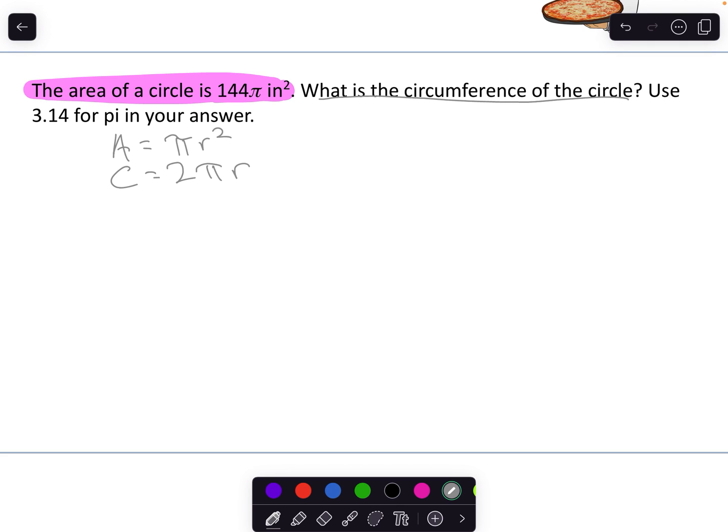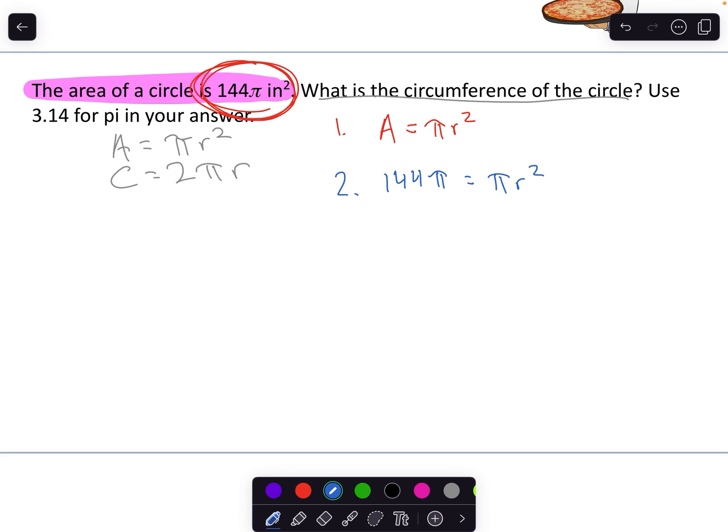Okay, so let's figure out here, we can kind of work backwards to figure out the radius, right? Let's start with our area formula. So step 1, area equals pi r squared. We know that the area is 144 pi, right? That's what they're telling us. So we could say in step 2, it's 144 pi equals pi r squared over here.